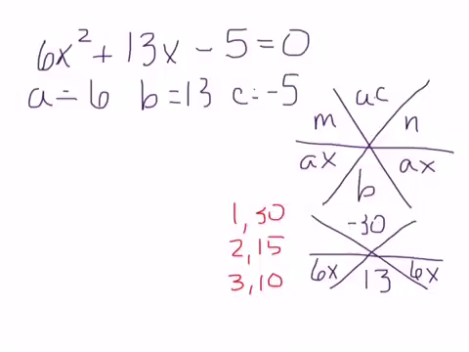So we've got to ask ourselves, one of these has to be positive and one has to be negative in order to get us to this -30 right here. So we can use 15 minus 2 gets us to our +13. And of course 15 times -2 gives us the -30.